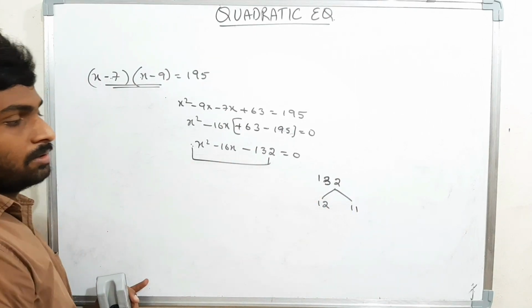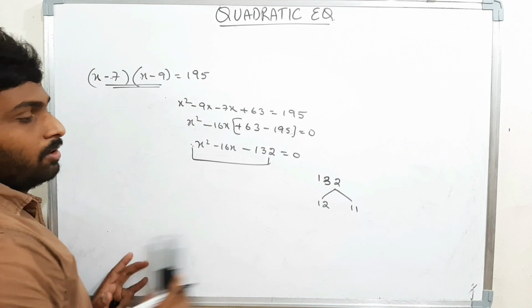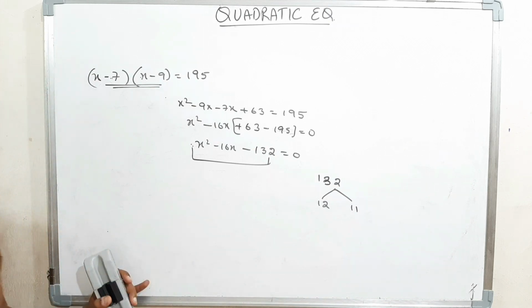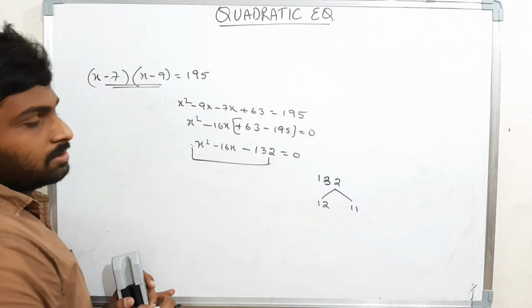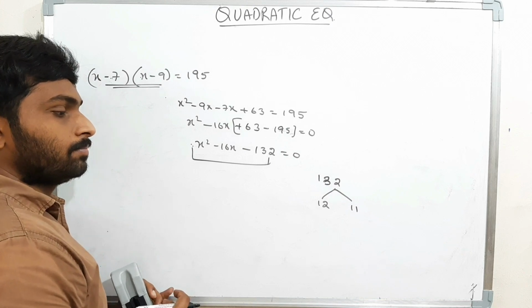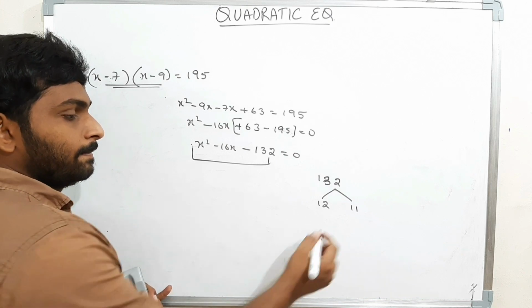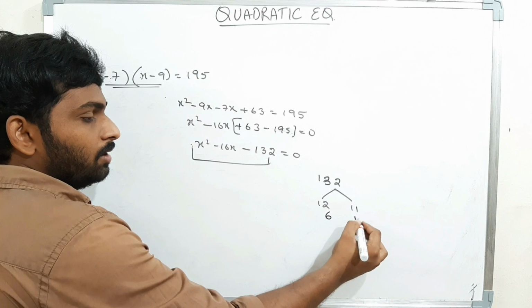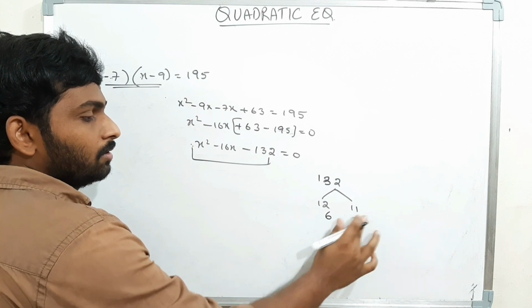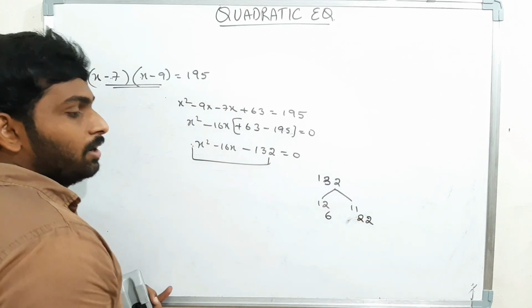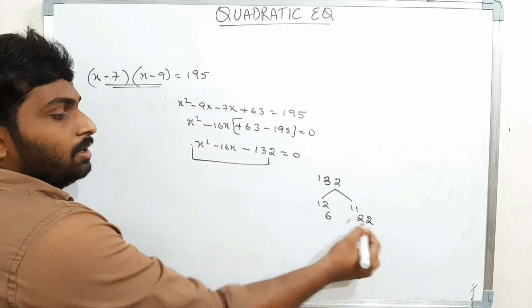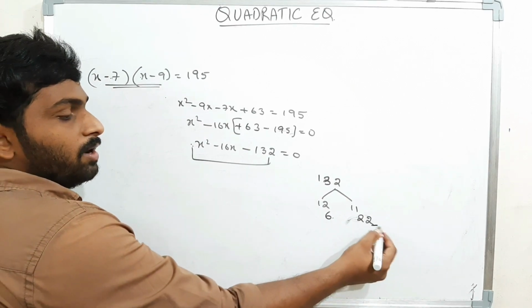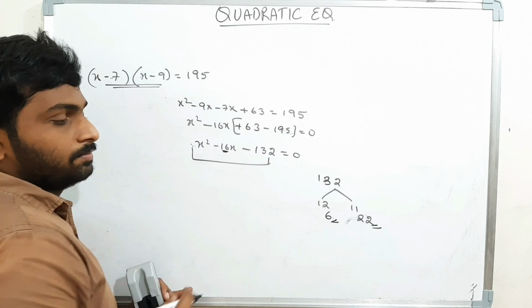Can I get this? No, I can't get it with 12 and 11. Therefore, I have to do one more thing. I can take it as 6 and 22. Can I take like this? Yes, I can take like this. 6 and 22. 22 minus 6 is nothing but 16.